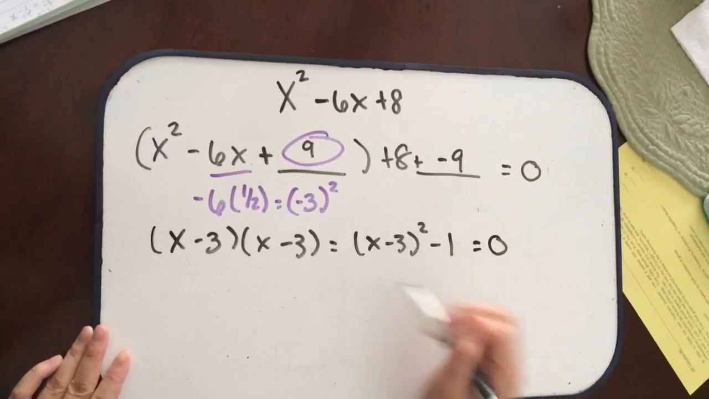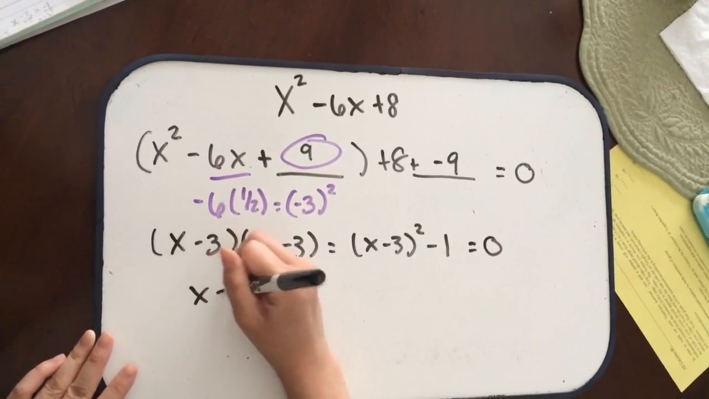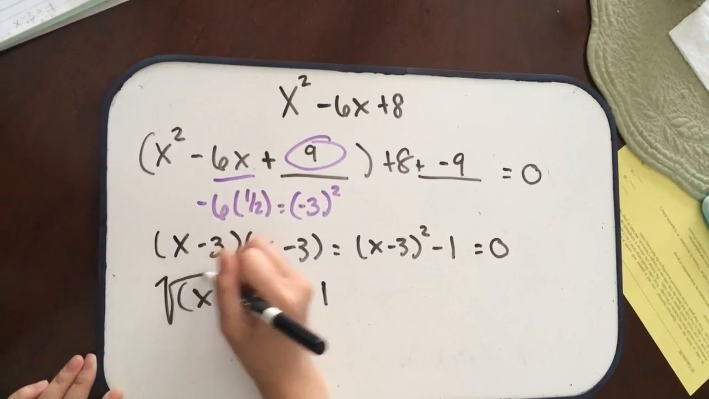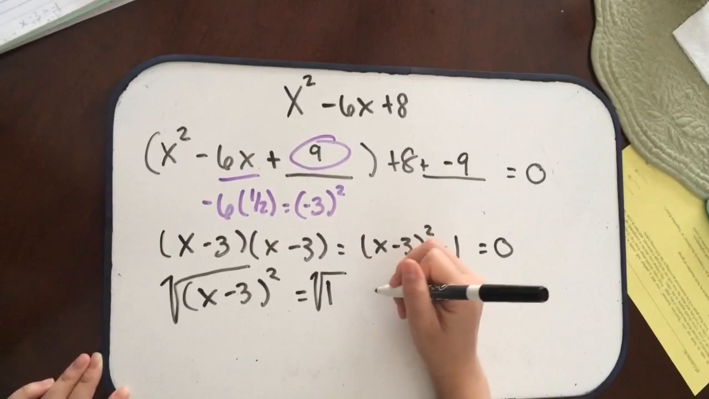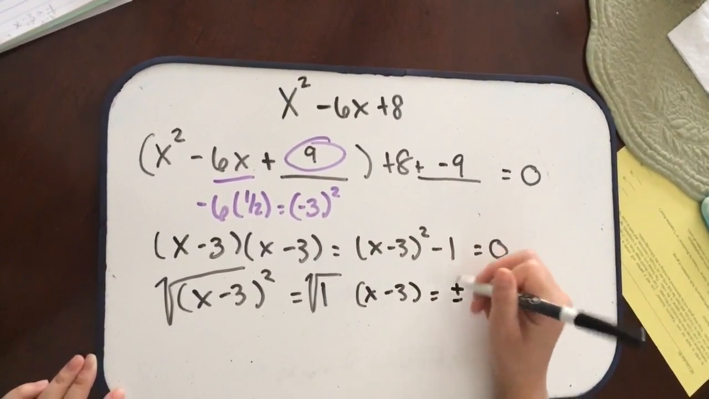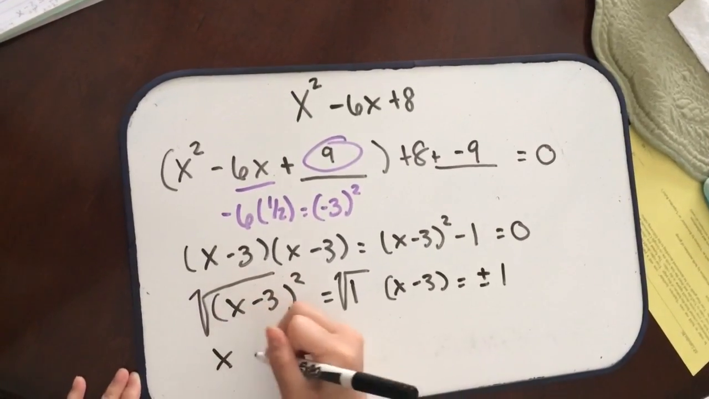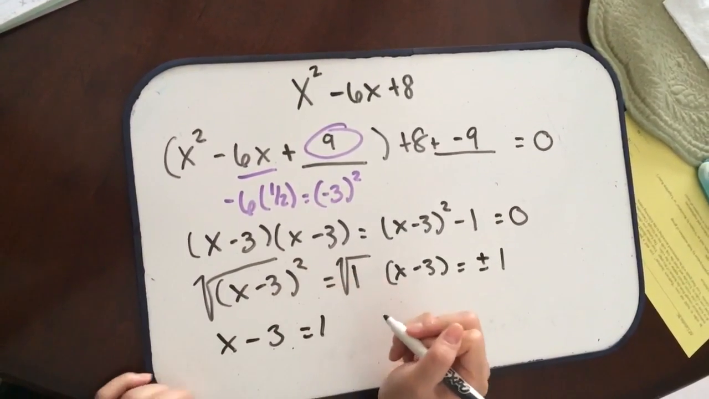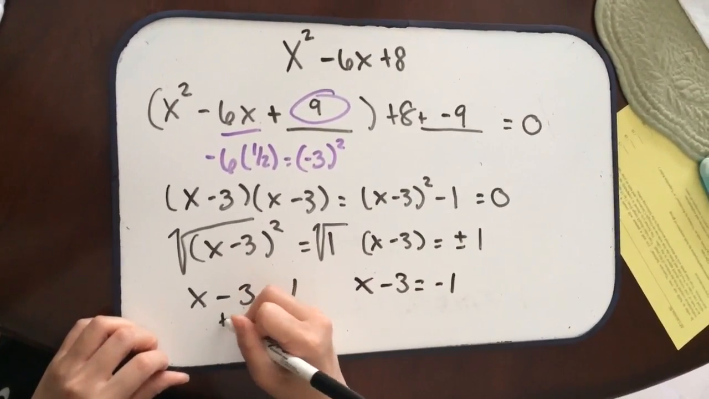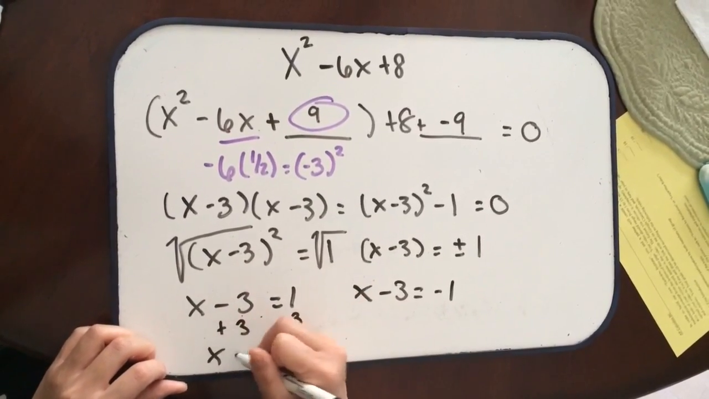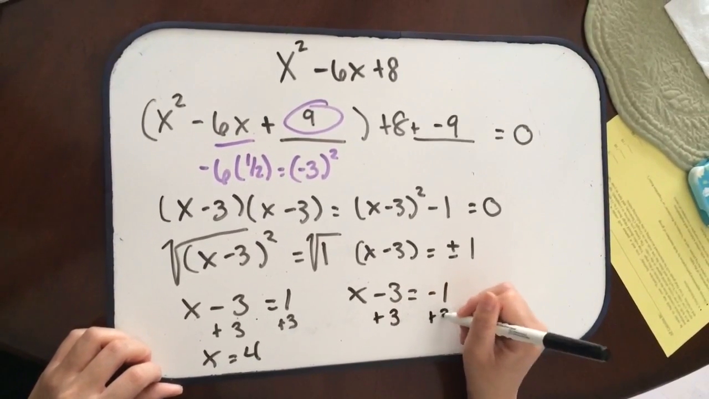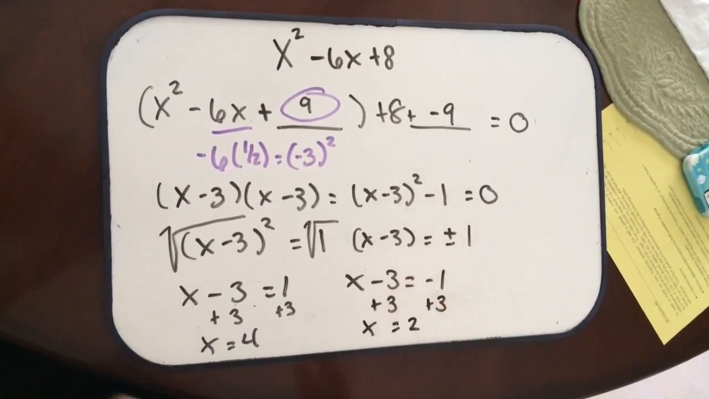And then you're just going to solve this like normal. So then you'll have x minus 3 squared equals 1, and then you'll square root it to get x minus 3 equals plus or minus 1, since we square rooted it. So then you'll have x minus 3 equals 1, and then x minus 3 equals negative 1. So then if we add 3, you'll get x equals 4. And then if you add 3, you'll get x equals 2.